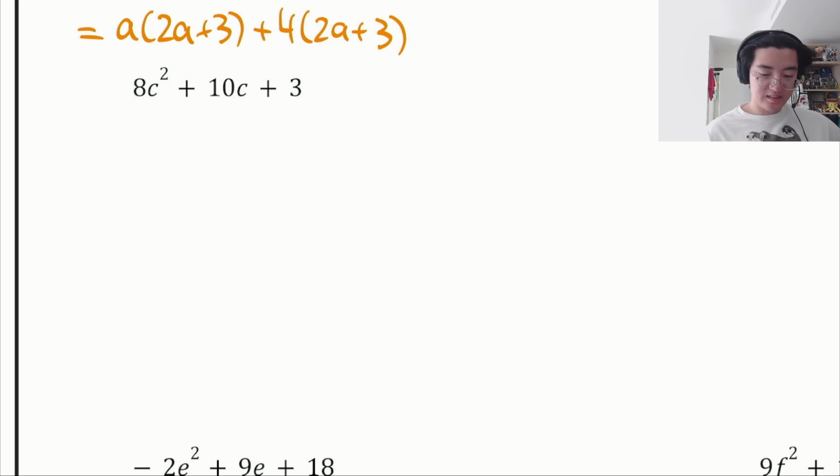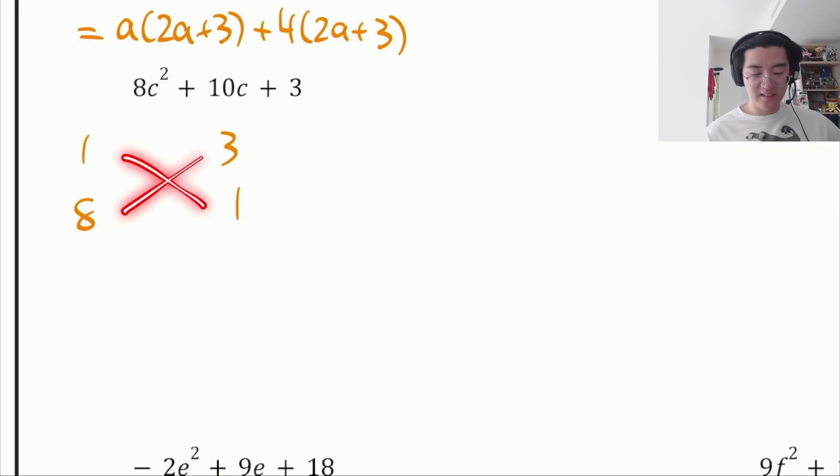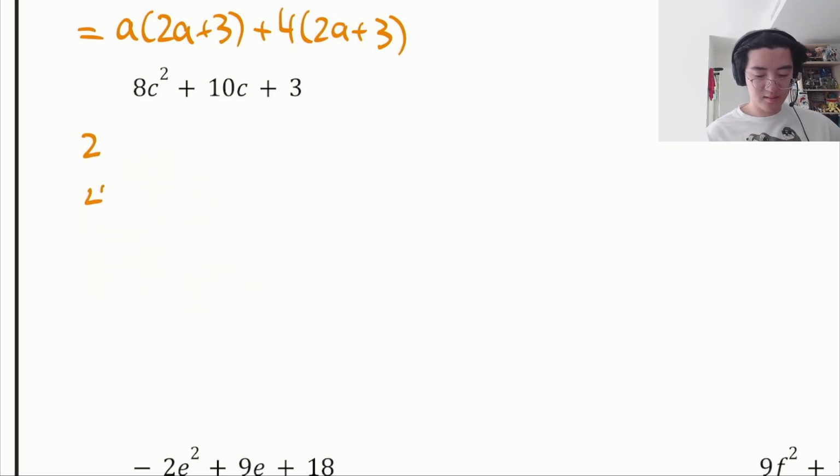Okay, 8, 1, 3, 1, 8, 1, 3. Does this work? That's 1 times 3, 1 times 8 is 8, 3 plus 8 is 11, not it. How about 3, 1? That looks a little too big, right? 1 times 1 is 1, 3 times 8 is 24, too big. Okay, check different factors. How about this one? All right, 2 and 3 is 6, plus 4 is 10, that's perfect. Or sorry, 2c, 4c.